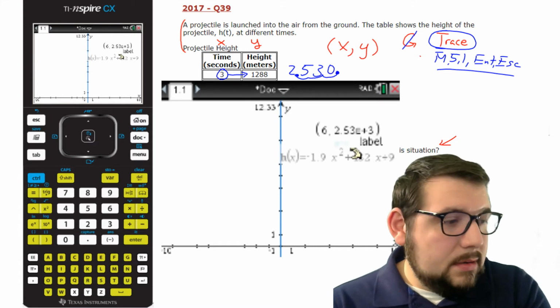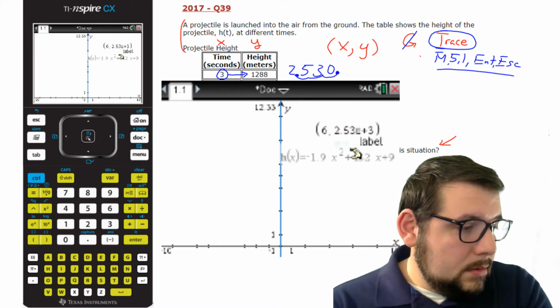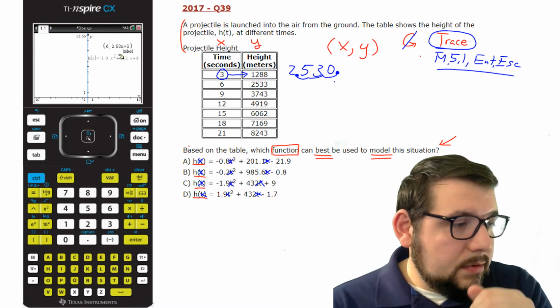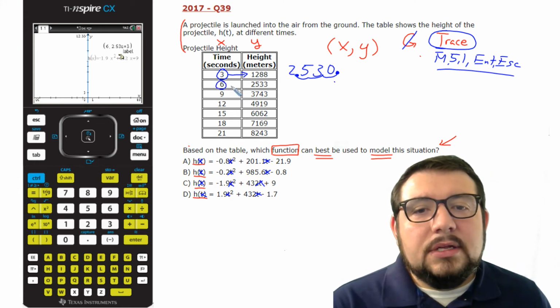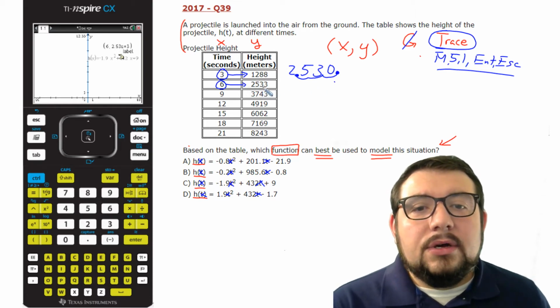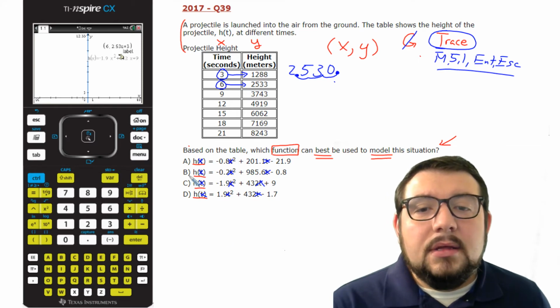And guess what? Here I have 2533. So we can see that the calculator is rounding, right? 33 became 30. That means this looks like it is definitely going to be my closest answer. I'm only off by 3. Therefore, I'm going to choose choice C.